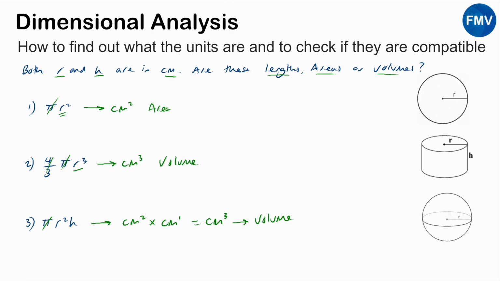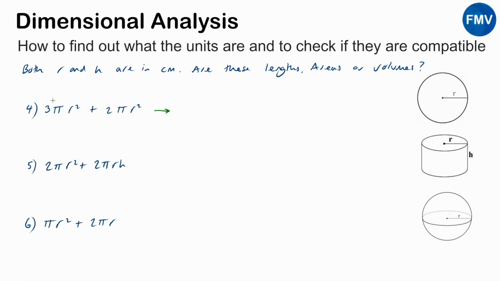Let's look at 3 more. We have 2 terms. So the first term, 3, no dimension. Pi, no dimension. Centimetres squared. Add 2, no dimension. Pi, no dimension. R squared, that is centimetres squared. So in this case, we can collect these terms. So we end up with centimetres squared, and that is an area.